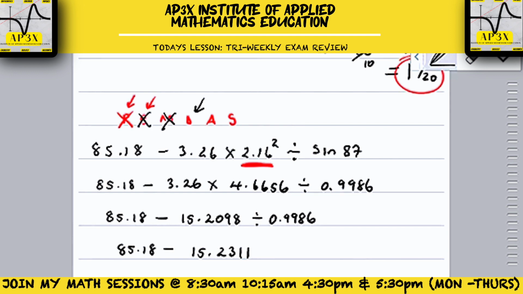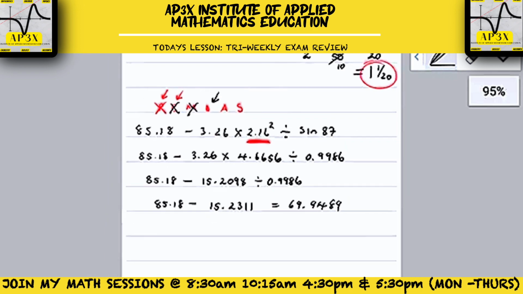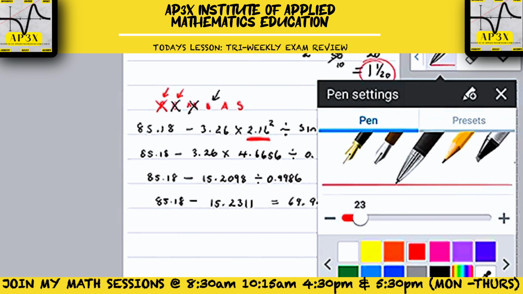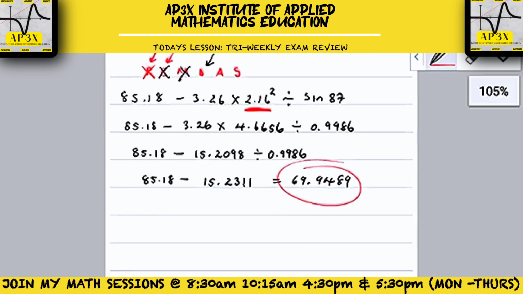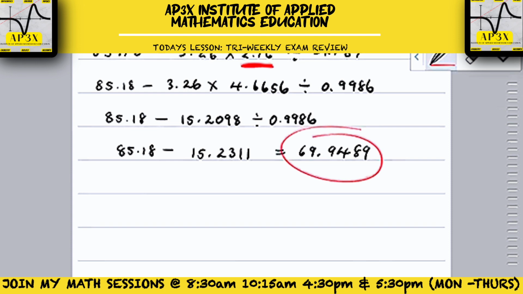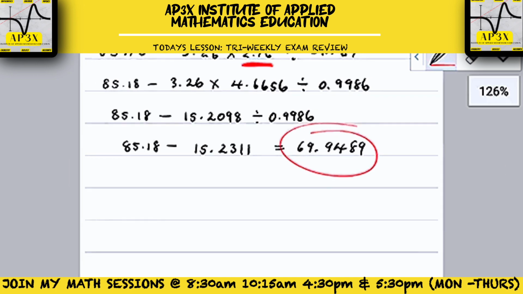So I'm thinking here 85.18, pardon me, just a second here, guys. 85.18 take away, say here, 15.2311 gives me an answer here of 69.9489. I like 4 decimal places because a lot of the times you're going to find that they're going to ask you follow-up questions. So I'm going to work with 69.9489 as my exact answer without any rounding off. All right, so that's what we have there.